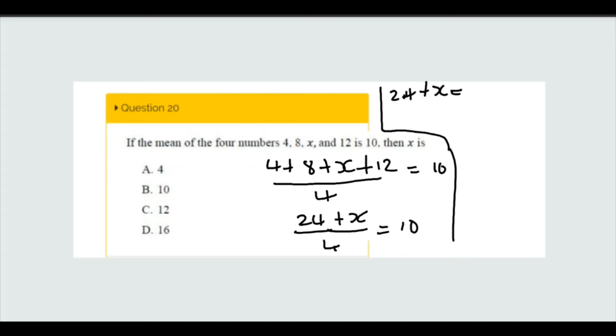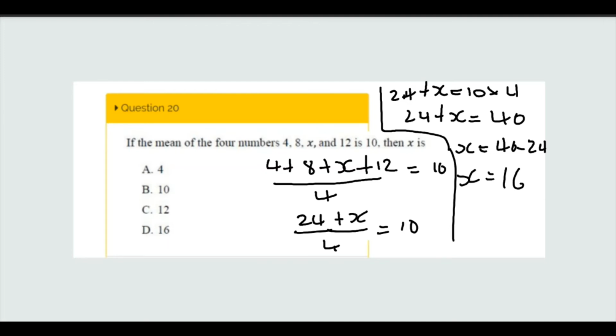24 plus x is equal to 10 times 4, that is 40. X will be equal to 40 subtract 24. X will have a value of 16. Yeah, 40 minus 24 is 16, and that answer there is D.